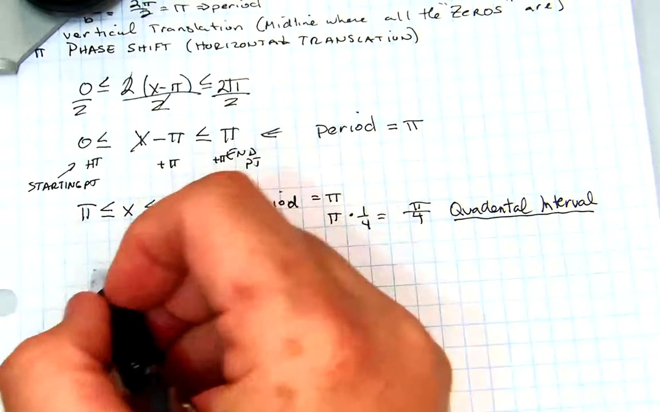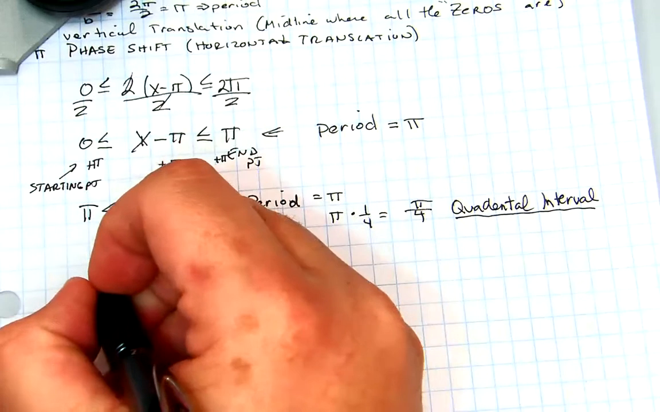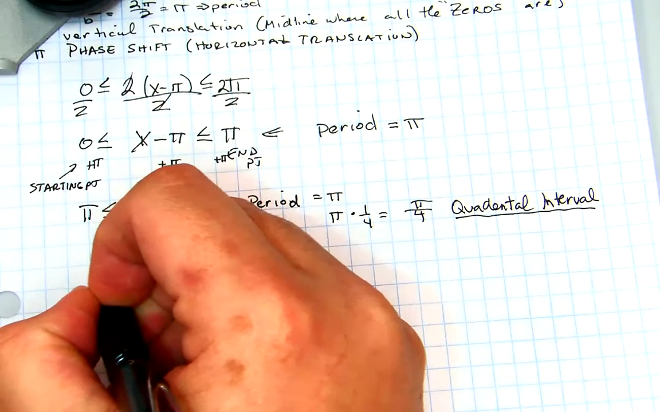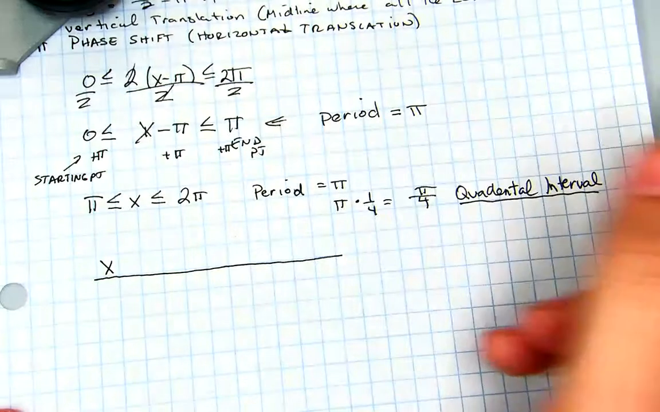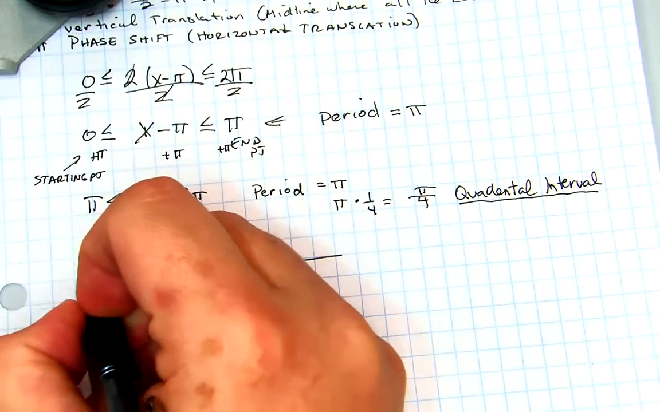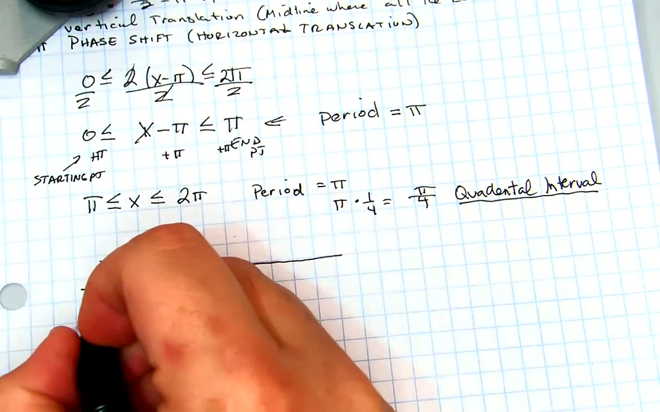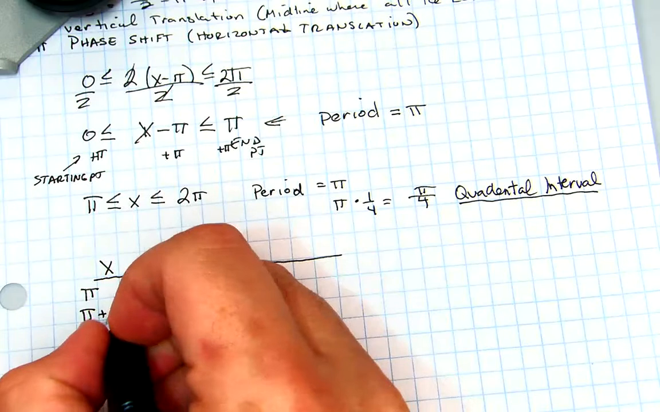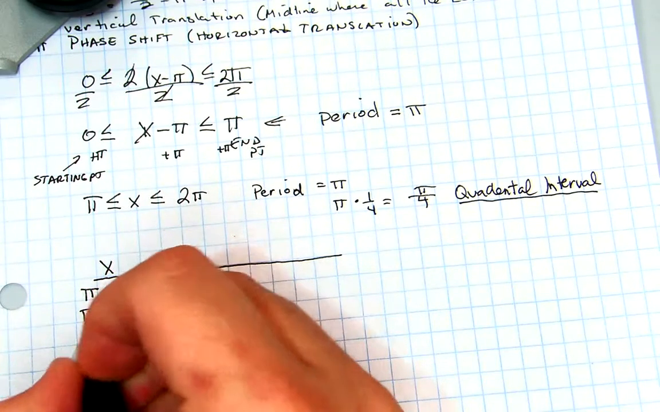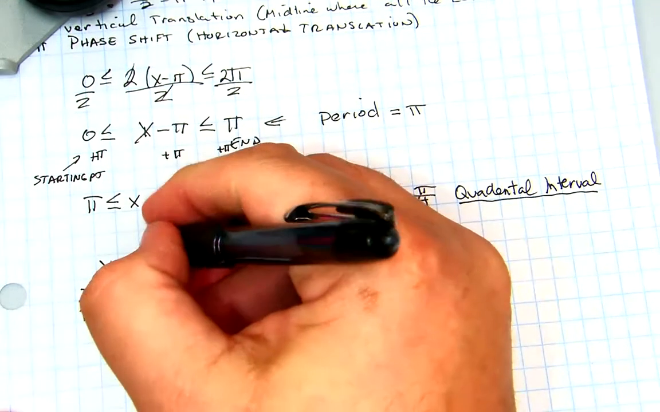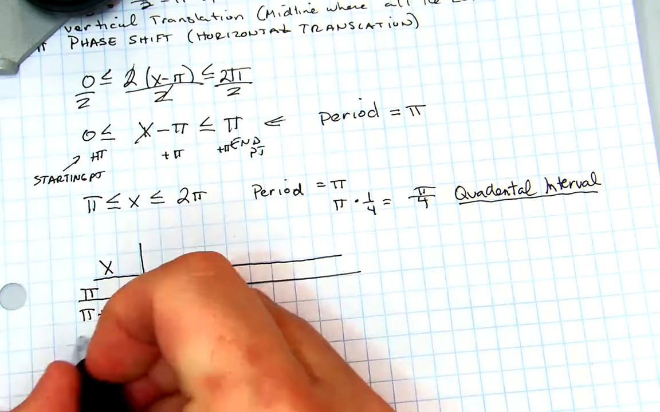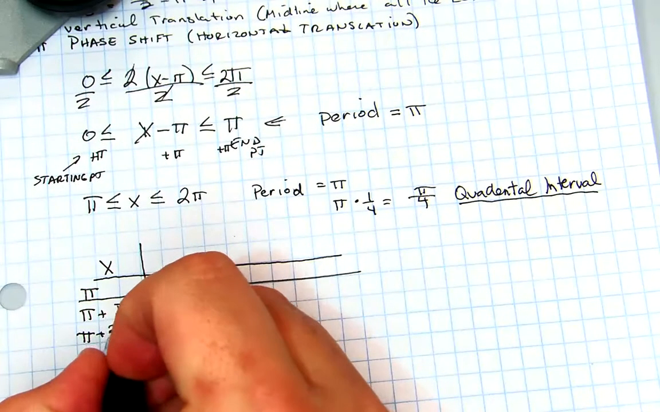So now I'm going to make a chart. And this chart is going to be the key to everything. I'm going to start at pi. And then I'm going to do pi plus pi over 4. That gets me to my 90 degree angle. Then I'm going to do pi plus 2 pi over 4.